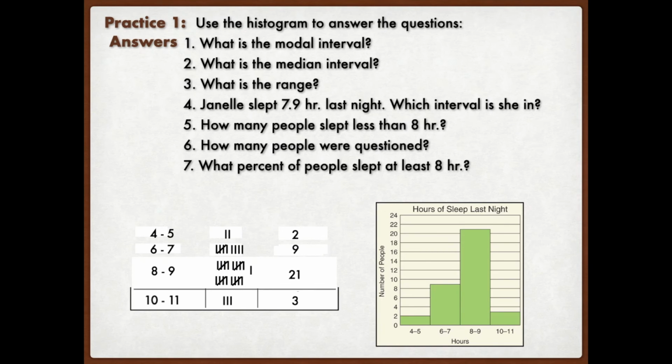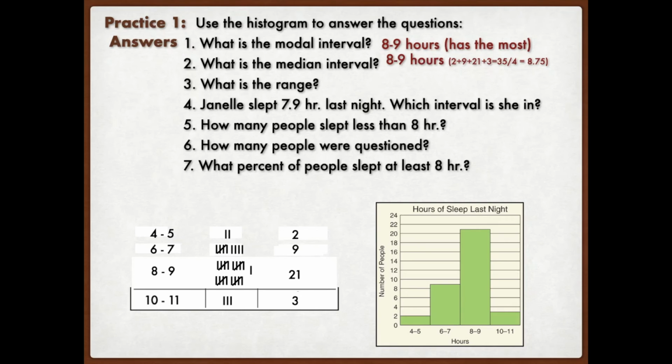Okay, let's take a look at the answers. Number 1, what is the modal interval? Remember, what is the mode? Okay, which one occurred the most? And you can see I went ahead at the bottom, I made a little tally chart, and we can see that the section 8 to 9 had the most number of people, around 21 people. So we should have 8 to 9 hours has the most.